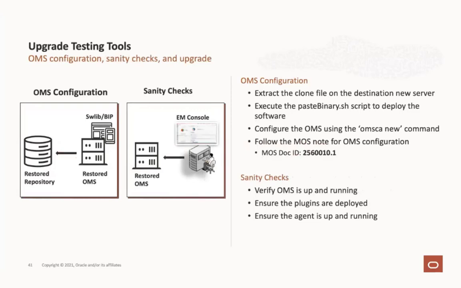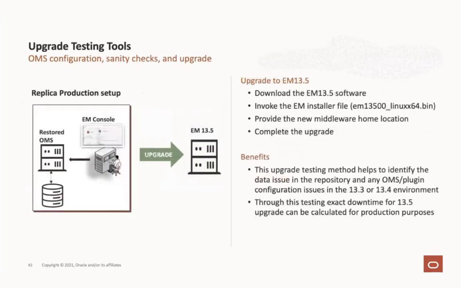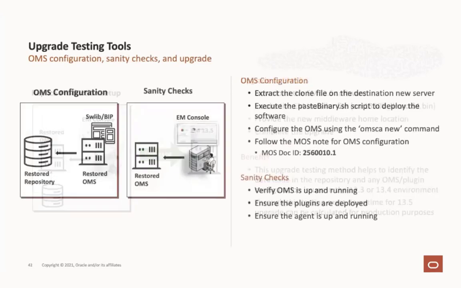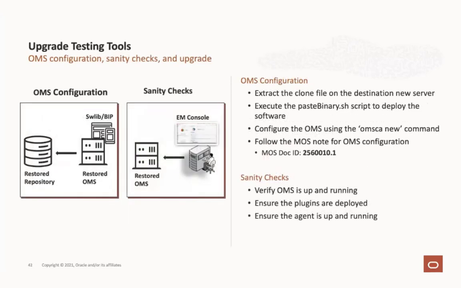Also, if you don't have an equivalent production environment where you can use the cloning method to create one, which will require additional hardware, you can always create a single system, a single OMS system, and then use that to upgrade and see how it works. So we have all these MOS notes available for cloning the repository and for cloning the OMS, and you can use those steps to clone the OMS and repository.